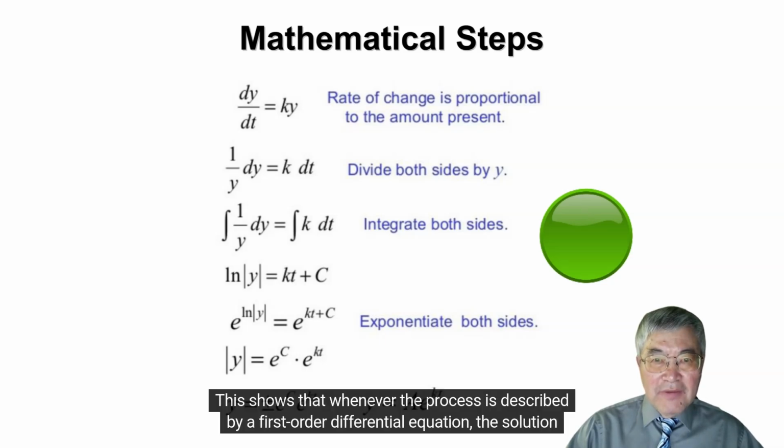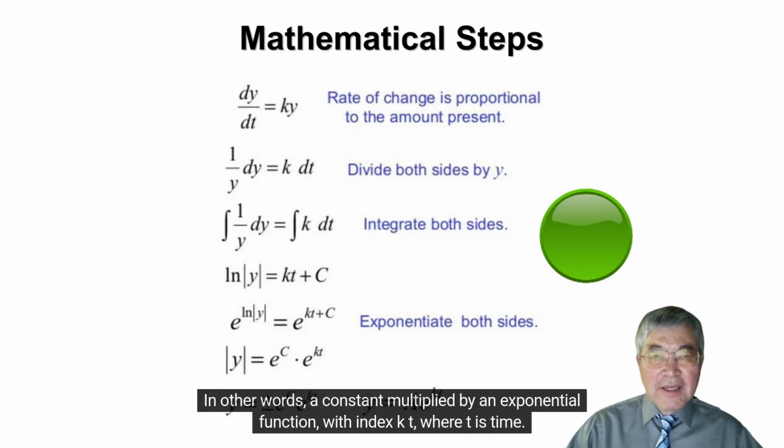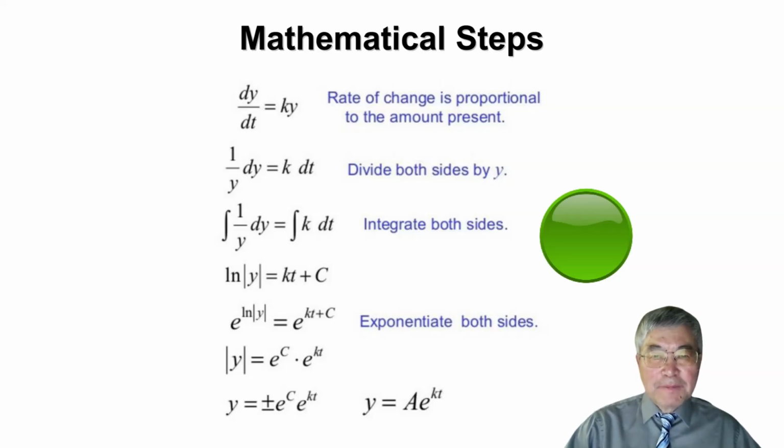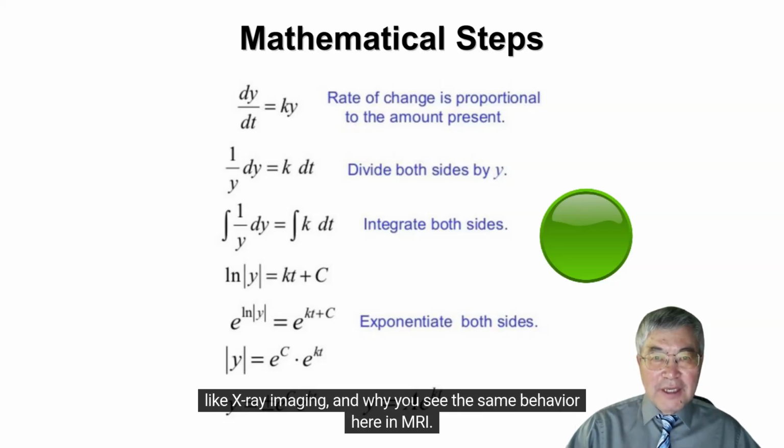This shows that whenever the process is described by a first-order differential equation, the solution must be of this form: y is exponential growth or exponential decay. In other words, a constant multiplied by an exponential function with index kt, where t is time. So this explains why you see exponential decay, exponential growth, or attenuation in earlier imaging modalities like X-ray imaging, and why you see the same behavior here in MRI.